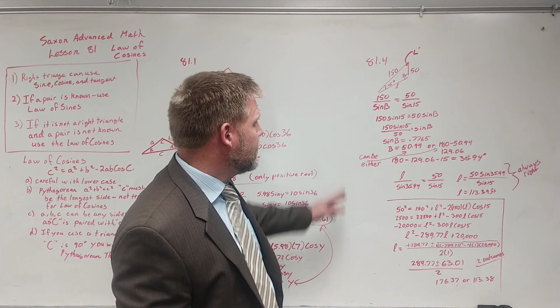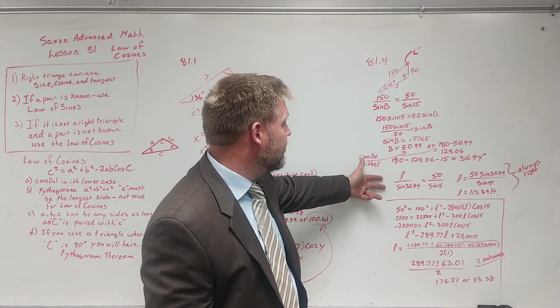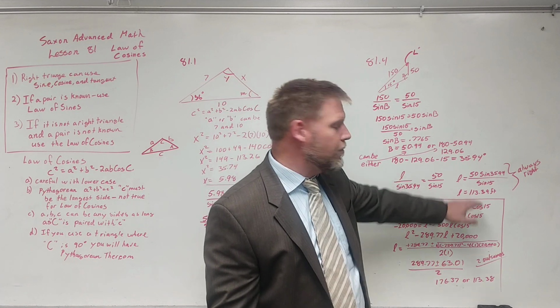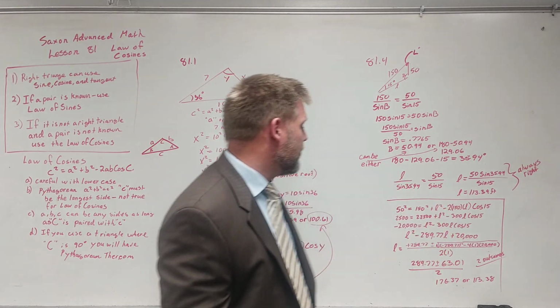Okay? To find length L, I go ahead and do the same thing, and when using the law of sines for an unknown side, it's always going to give me one answer, not two, and it works out as 113.39.